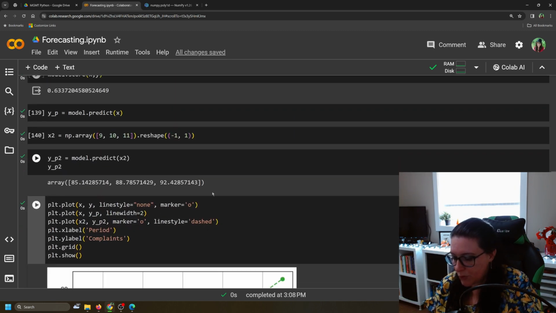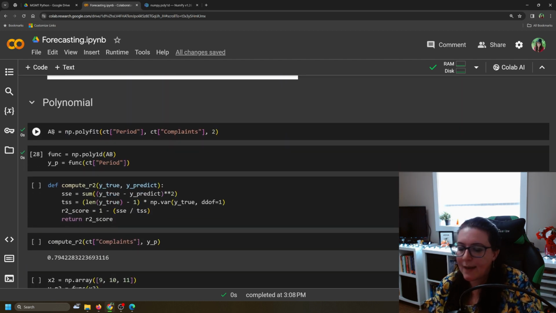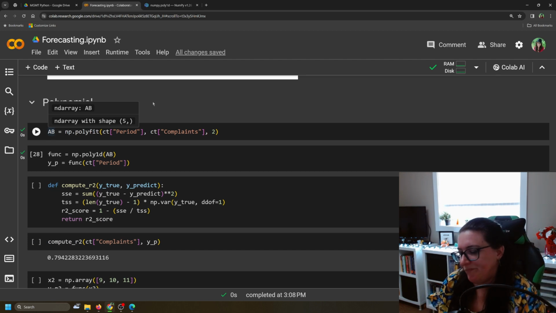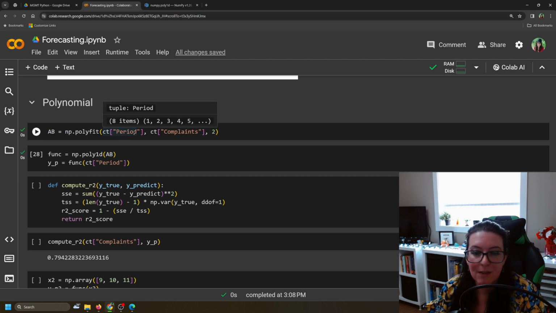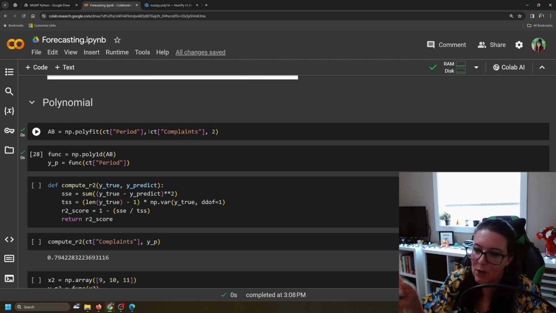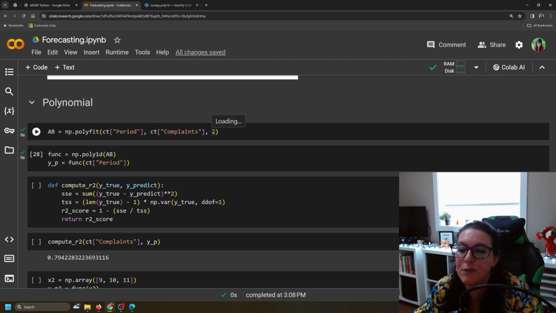Now, to do a polynomial, we need to define the polynomial. You can call it whatever you want. Here I just called it AB. Anything is fine. We are going to use numpy. We are going to call the command polyfit, so it's going to fit a polynomial. Our x values are going to be the periods from our complaint table. And we are going to predict complaints from our complaint table. So CT and then hard brackets says what column we're pulling it from. And let's start with a polynomial of degree 2.